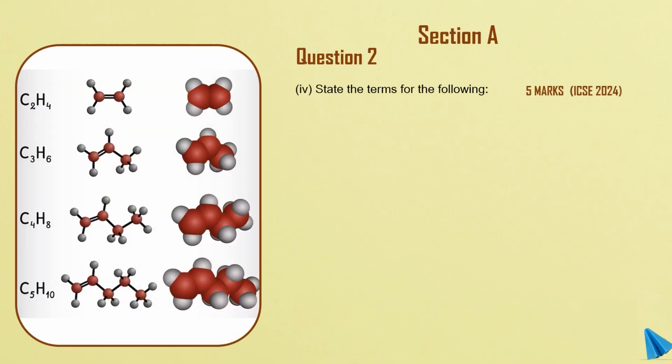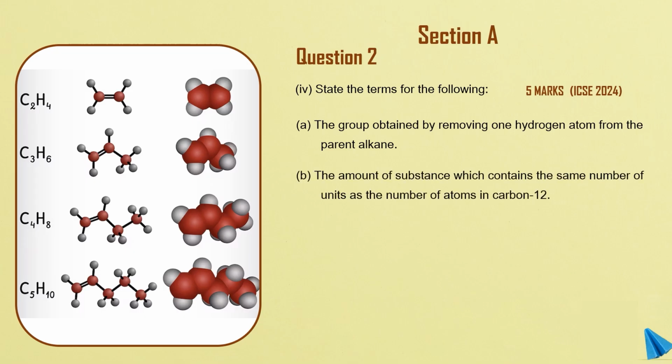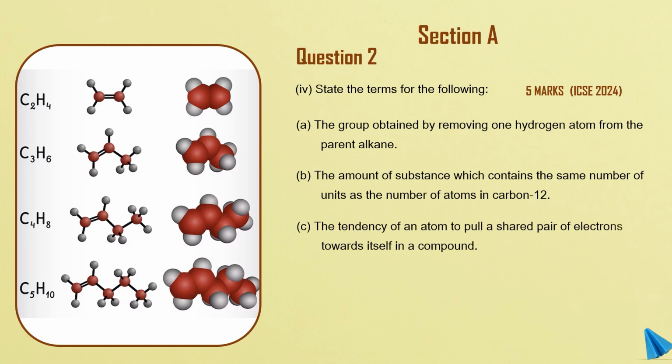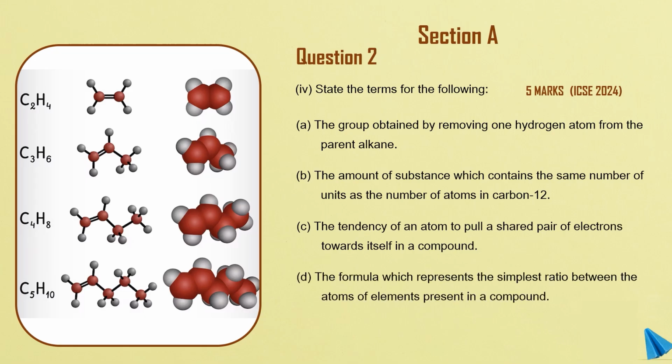Now let us move on to the fourth question of your section A. State the terms for the following, asked for 5 marks again. Here we have the first question. The group obtained by removing one hydrogen atom from the parent alkane. The amount of substance which contains the same number of units as the number of atoms in carbon 12. The tendency of an atom to pull a shared electron towards itself in a compound. The formula which represents the simplest ratio between the atoms of elements present in a compound. Let us see the solution.